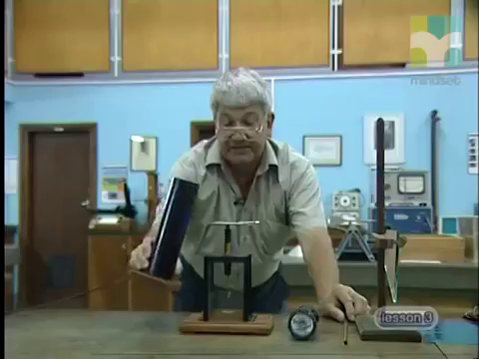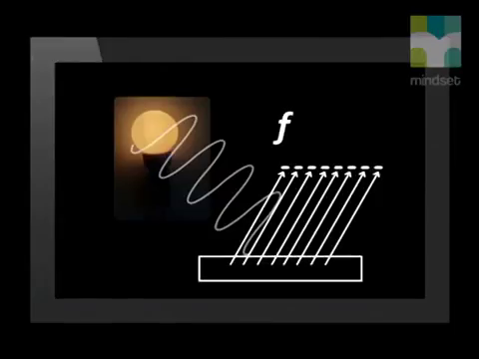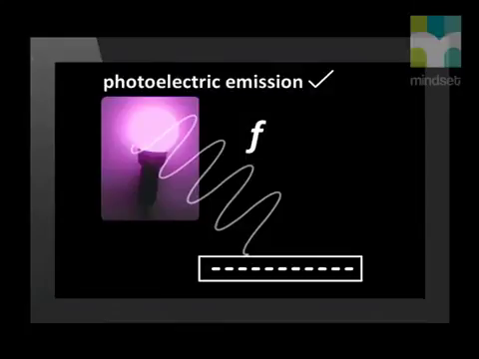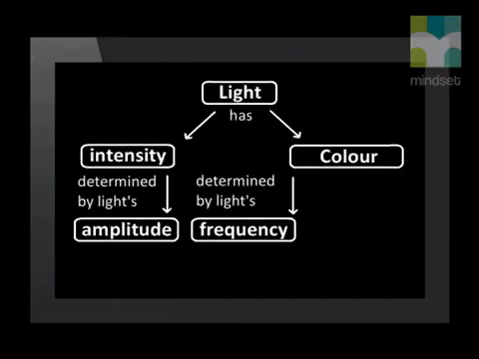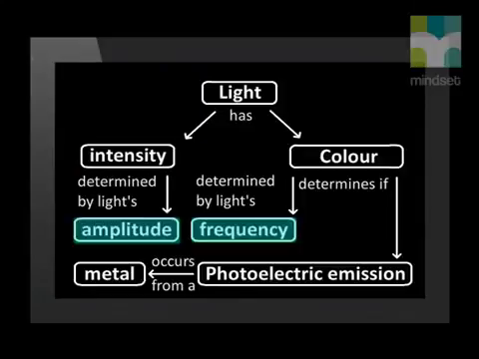The ultraviolet light did successfully cause photoelectric emission, even though it was dim. Ultraviolet light has a high frequency. If Tony had used a bright ultraviolet light, it would also have caused photoelectric emission. So what this experiment shows us is that it is the color, not the intensity of the light, which determines if photoelectric emission occurs from a metal or not. In other words, whether photoelectric emission occurs is determined by the frequency, not the amplitude of the light.